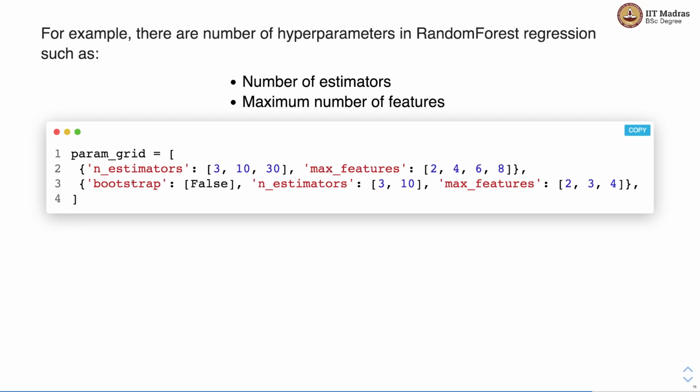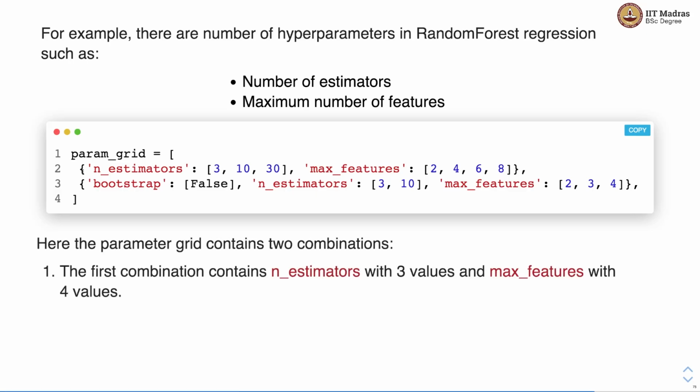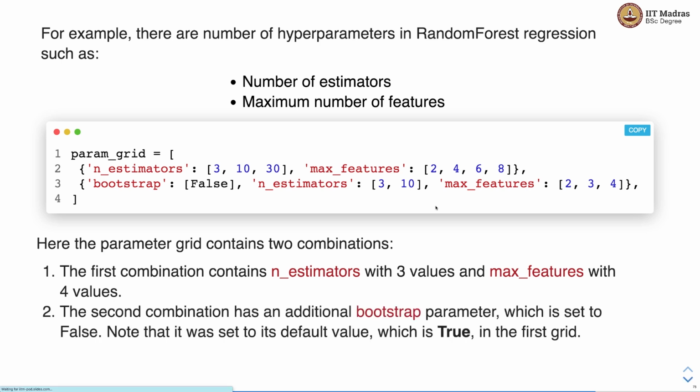We also specify the value of bootstrap to be false, the number of estimators to be 3 and 10, and maximum features to be 2, 3 and 4. So we specify here two sets of hyperparameter search problems. There are two combinations. The first combination contains number of estimators with 3 values and maximum features with 4 values, and the second combination has an additional bootstrap parameter which is set to false.